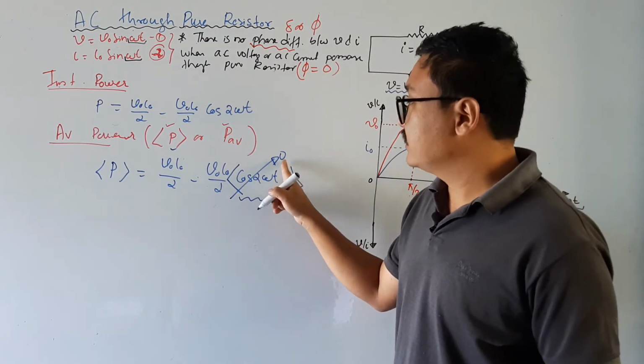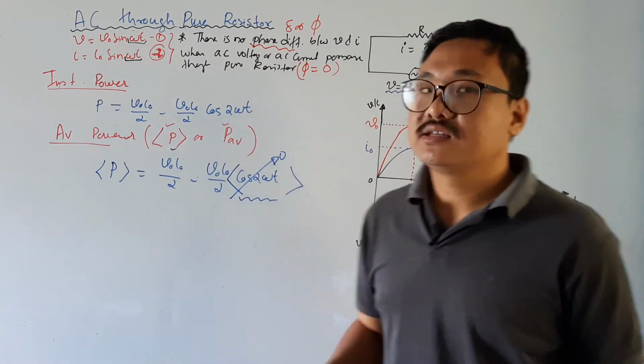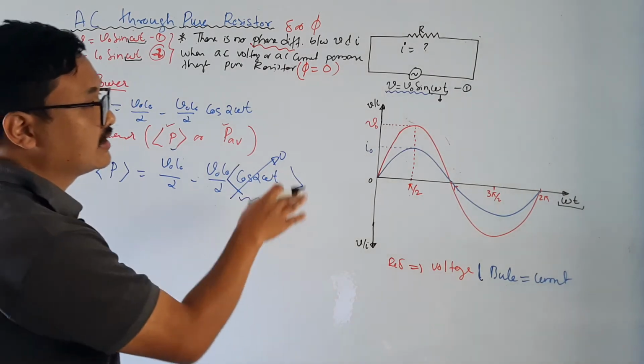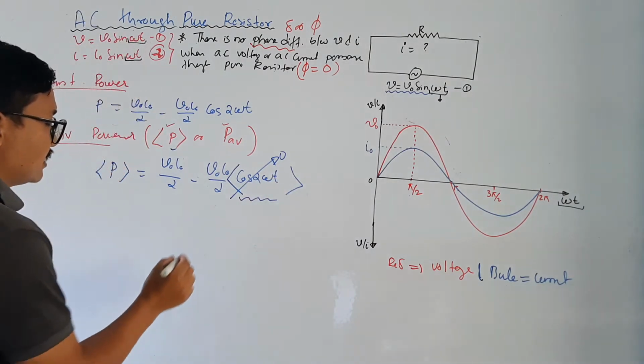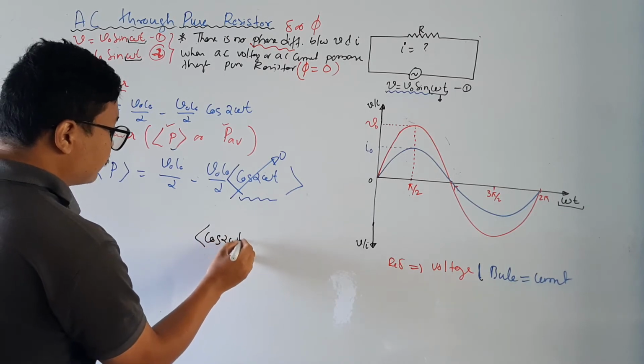I am directly saying yes, it is 0. But is there any analytical way? Yes, there is one analytical way. We can actually prove it, but I don't prove it here. It will take a long time. If I want to prove it, then there is one formula in trigonometry.